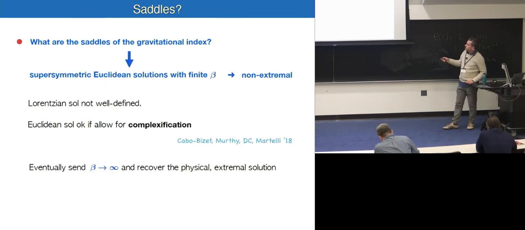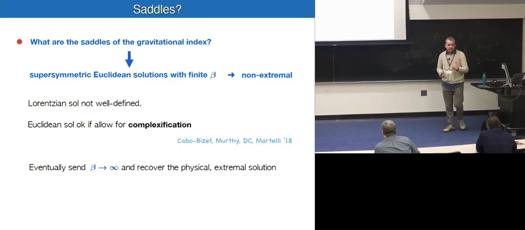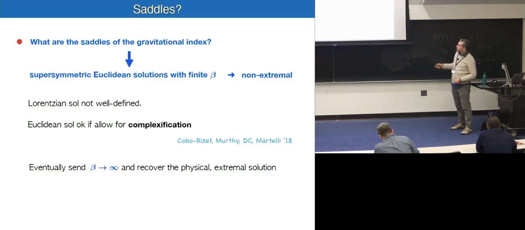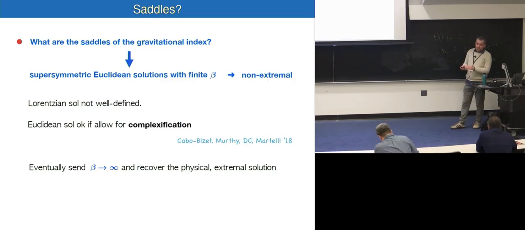So it should have these requirements. However, a solution with supersymmetry and finite beta in Lorentzian signature would not be well defined. It would have all sorts of pathologies because, having finite beta, it's non-extremal. So as a Lorentzian solution, these saddles are not well defined.